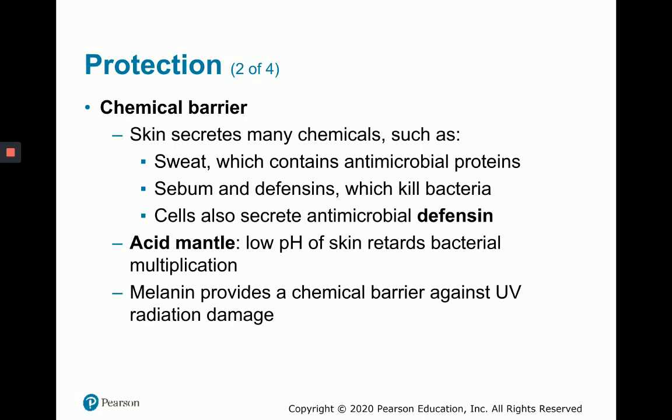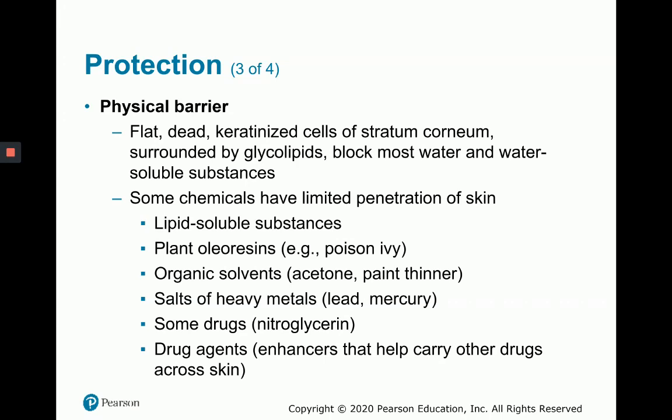This creates an acid mantle, or a low pH of the skin, and not only do the antimicrobial proteins impede bacterial growth, the low pH of the skin retards bacterial multiplication. Melanin also provides a chemical barrier, and that chemical barrier is against UV radiation damage. The physical barrier is easy to understand. You have many layers of flat dead keratinocytes. So there's many layers of cells before you even start to damage living cells.